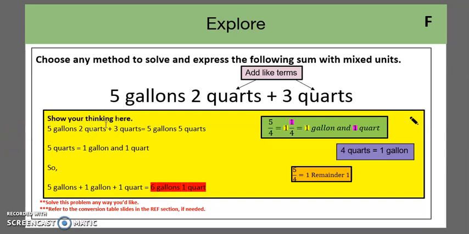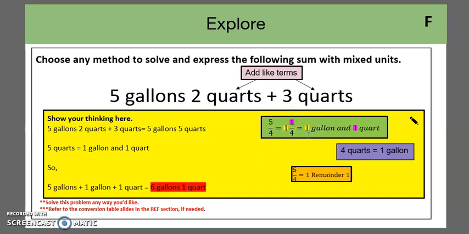Here, we want to think about what are like terms. We have gallons, and then we have 2 quantities that are quarts. The first thing we can do is add the 2 quarts and 3 quarts and get 5 quarts. So altogether we have 5 gallons, 5 quarts. We know that 4 quarts equals 1 gallon, so we convert 5 quarts by dividing by 4. When we divide 5 by 4, we get 1 with a remainder of 1. Again, that 1 goes on top as our numerator, and the denominator stays the same.